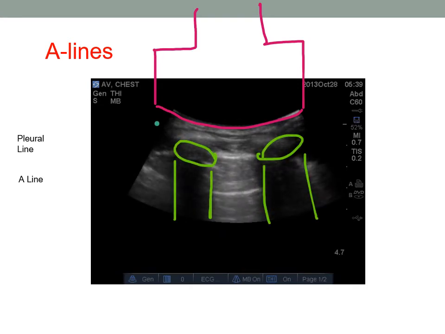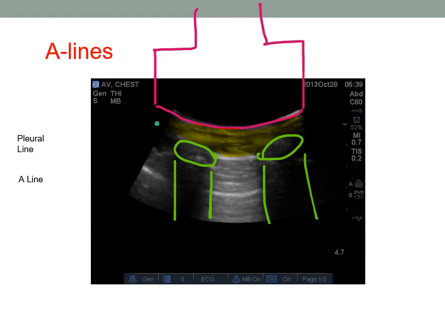And then here are two ribs. So we scan between the ribs. We try and get a rib on either side. Ribs cast what's called a dorsal acoustic shadow, but essentially that just means that none of the ultrasound is able to go beyond the rib. And there's the lung in between the ribs. And here is all soft tissue between the probe and the lung.